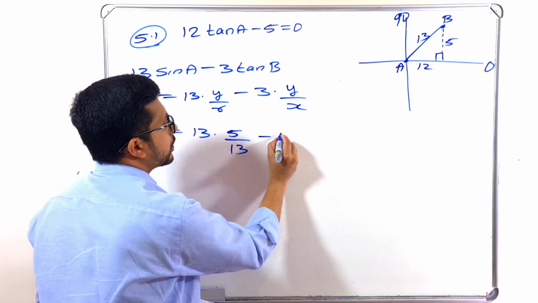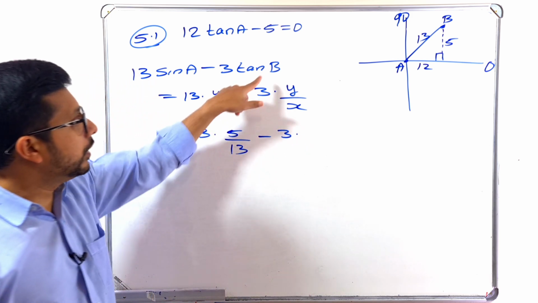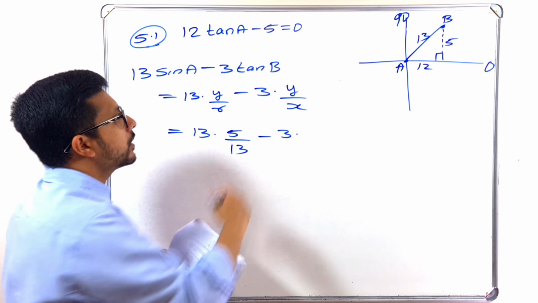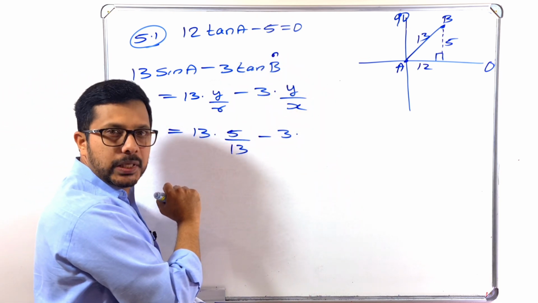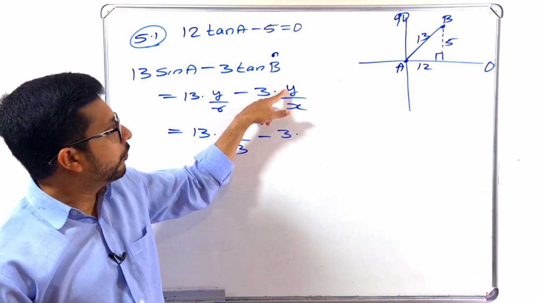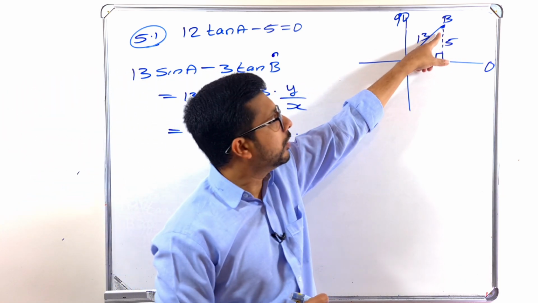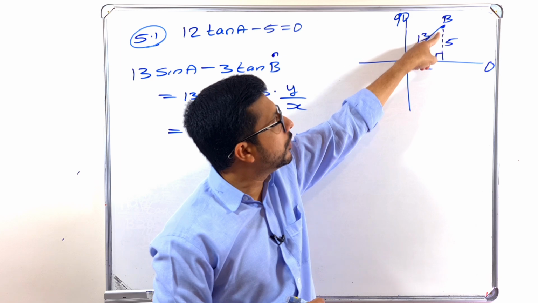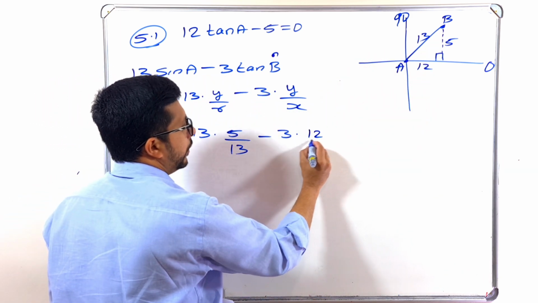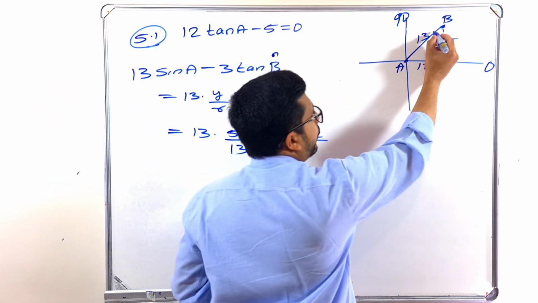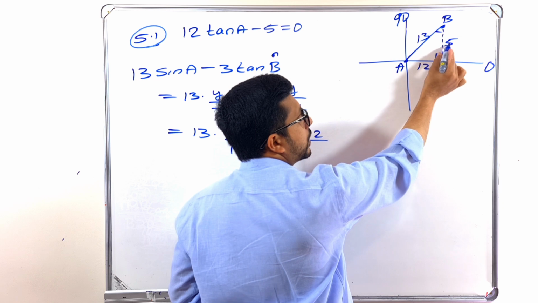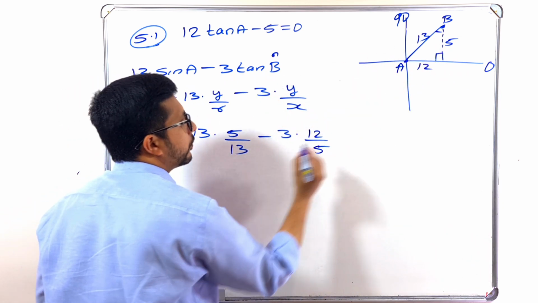Minus 3 into, here look at this one, this is important, don't be confused, tan B. What is the angle here? It is B. Based on this angle, which one is y? Y is the opposite side. Based on this B, which one is the opposite side? 12. So 12 divided by, based on that B, what is the adjacent side? This is always the hypotenuse. So this is the adjacent side, 5.